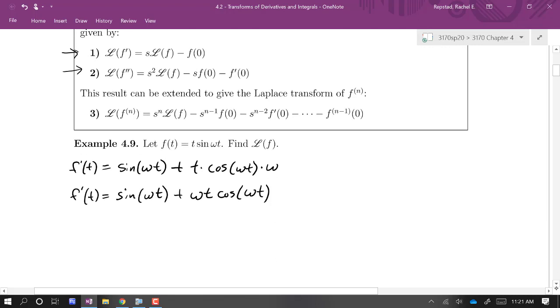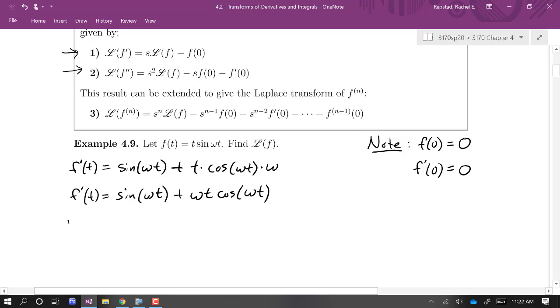And from this, before we get the second derivative, we'll just note that from the given function, f of t is t times sine omega t. We can find f of 0, and that'll be 0 times sine of 0, which is 0. And we just found the first derivative, so f prime of 0. When we plug in 0, our first term is sine of 0, which is 0, plus the second term has a factor of t, so that'll be a factor of 0. So the whole thing ends up being 0. So f of 0 and f prime of 0 both give us 0.